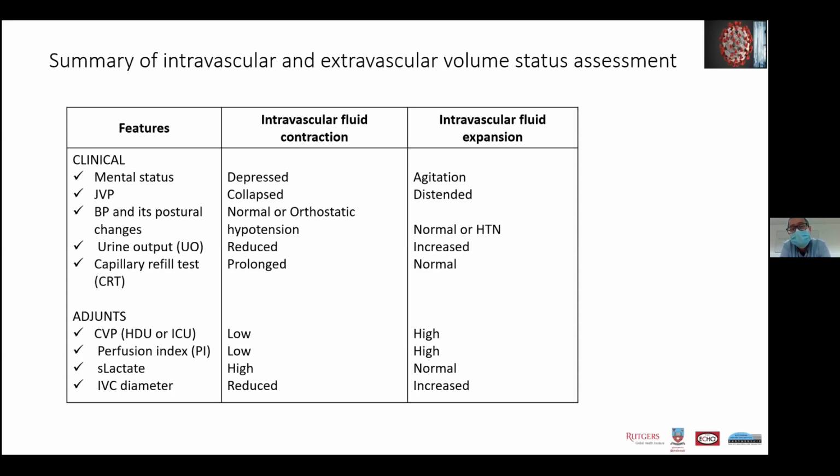Urine output is increased, it means you can have a patient who is polyuric, because the intravascular volume is expanded. The capillary refill time is normal because there is no problem with the perfusion. The CVP, of course, using adjuncts, is high, the perfusion index will be high, and serum lactate in this case is normal because the perfusion is normal. There is no impaired perfusion. And the IVC, because the intravascular volume is expanding, will be increased. The diameter will be increased.